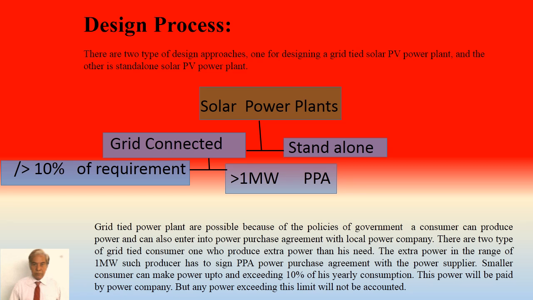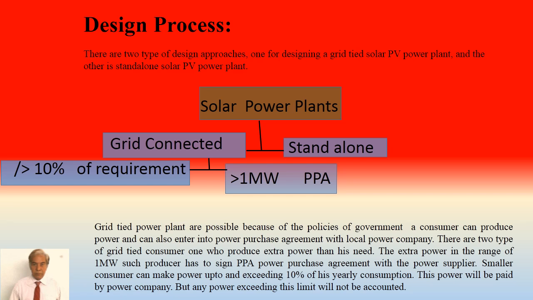There are two types of design approach. One is for designing a grid-tied solar PV power plant, and the other is a standalone solar power plant. Grid-tied power plants are possible because of the policies of government. A consumer can produce power and can also enter into a power purchase agreement with the local power company.